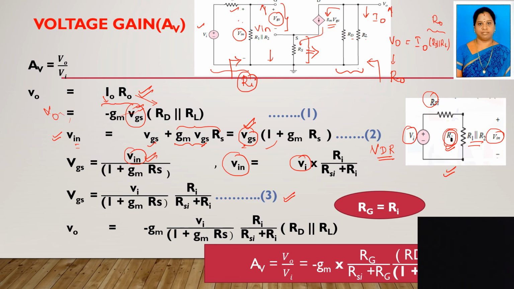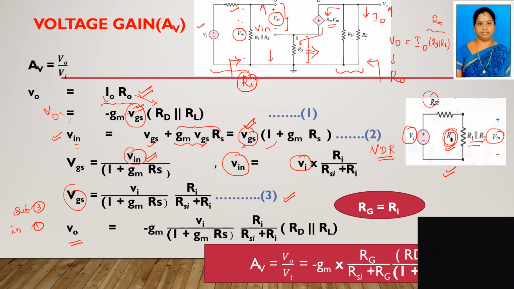Next, I have to substitute this equation 3 into equations 2 and 1, and I will get the final equation. I have to substitute equation 3 in 1, so that I will get V naught. V naught equal to minus Gm, and instead of this VGS I just substitute here now. So I am getting this expression.